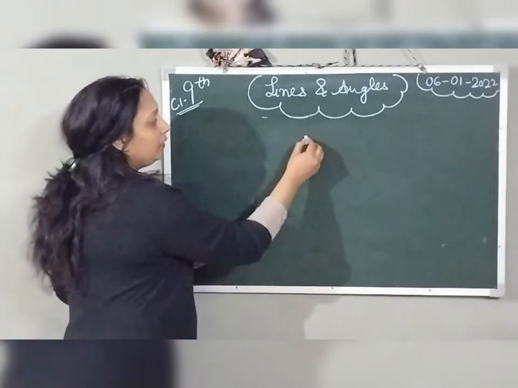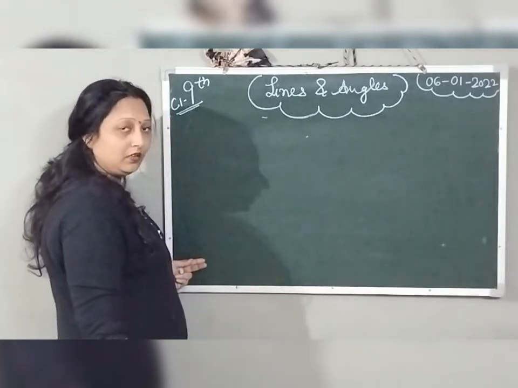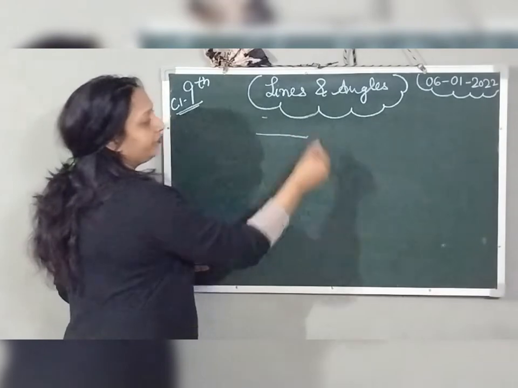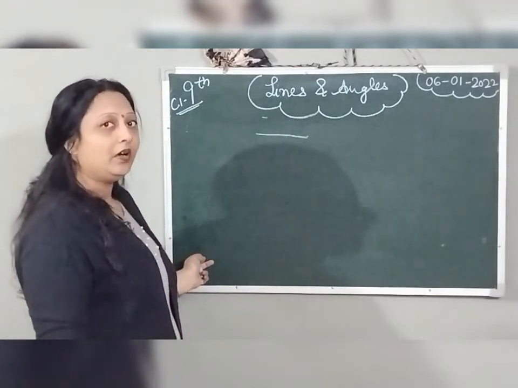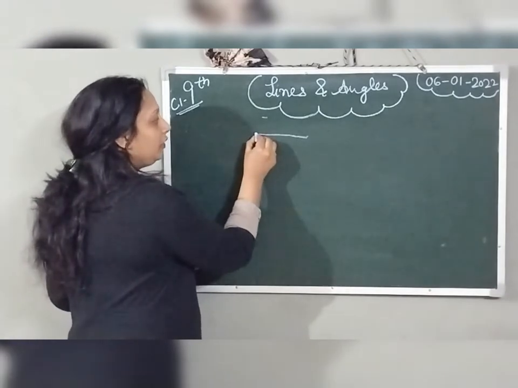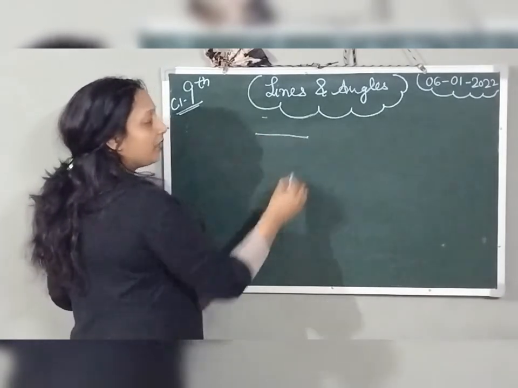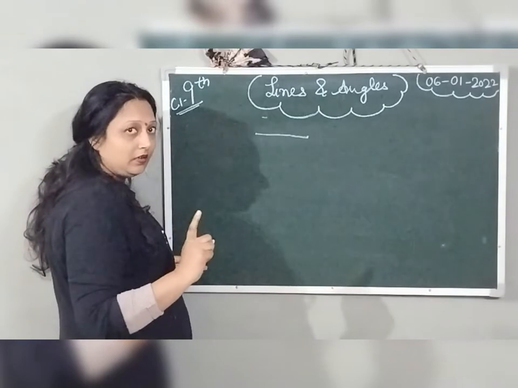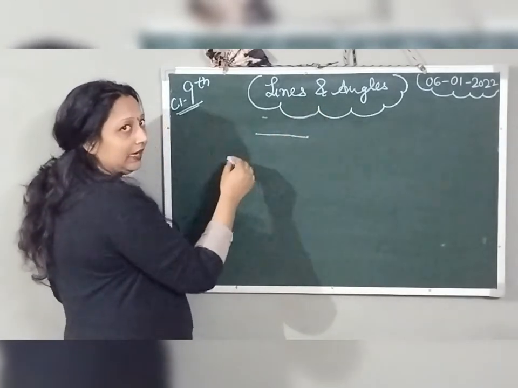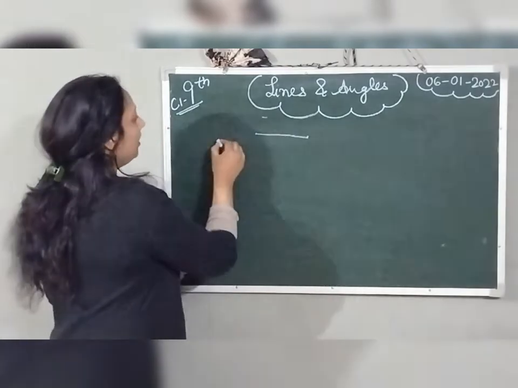If I make 2 points here and join them, then I draw a line. With 2 points, I can draw only one line. For this chapter, I talk about some important points.